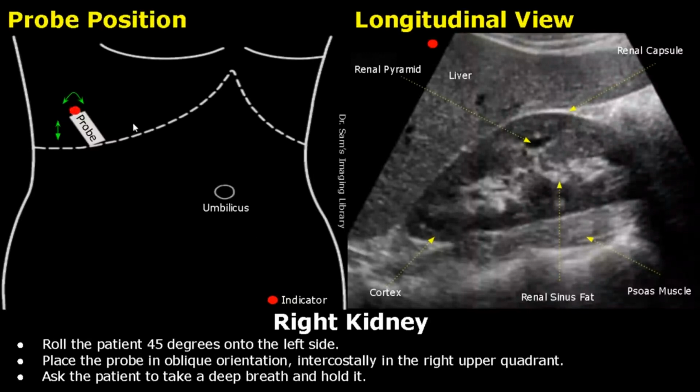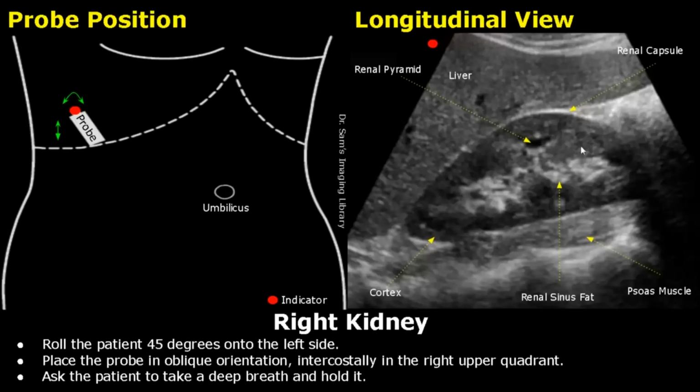Roll the patient 45 degrees onto the left side and place the probe in an oblique orientation through the lower rib spaces. This is an intercostal approach. Ask the patient to take a deep breath and hold it. You will get this image.